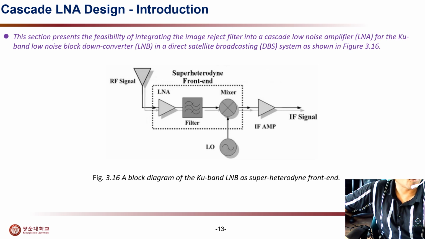Now we can see the block diagram of the Ku band LNB as a superheterodyne front end. This area is called the superheterodyne front end, and this is the IF amplifier. Here the RF signal is applied, and the IF amplifier amplifies the signal. Then finally we will get the IF signal at the output.